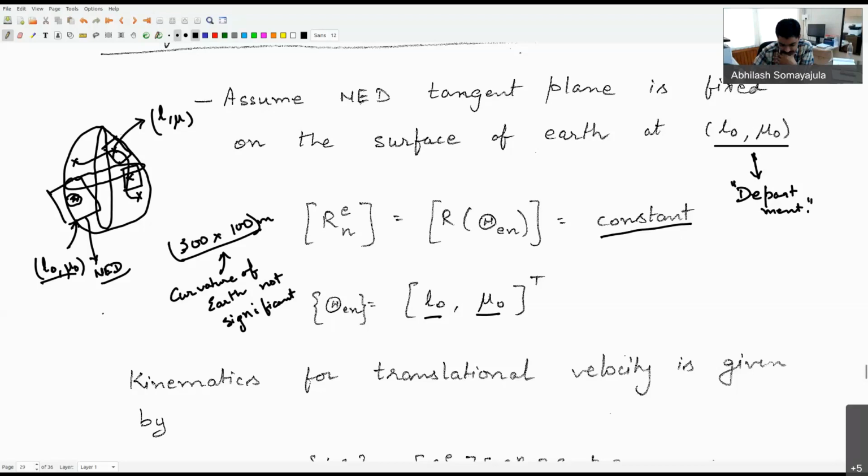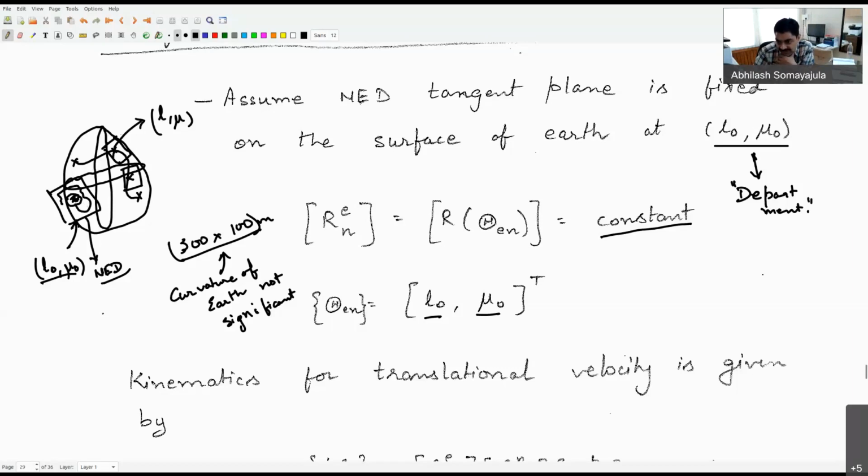Not clear? So this L naught, mu naught will be the 0, 0 of this tangent plane. That is where we'll construct the tangent plane, with L naught, mu naught being the center at which the tangent is occurring. And then whatever little navigation that we are doing, we are mapping it into that plane. So even though the actual L0 and mu0 will be slightly off, as long as these distances are not too large, the radius of curvature of the Earth will not start affecting.